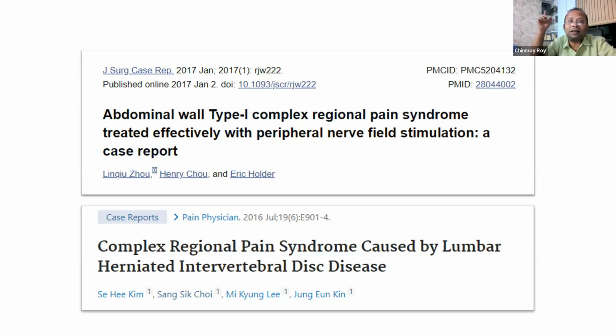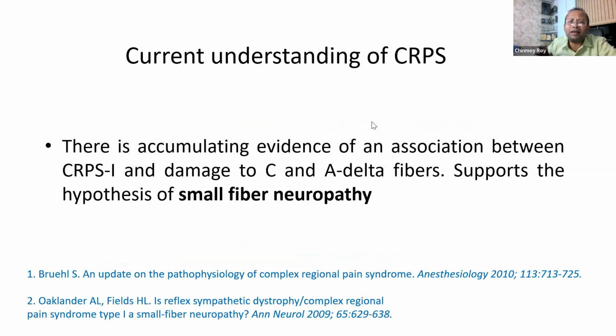Okay, but there are some other types of presentations also, like abdominal wall CRPS, then lumbar herniated disc, I mean, back pain, even CRPS of the back and abdominal wall. Even in my practice, I have seen thigh CRPS. So these are also possible. Keep in mind that in these patients also I will at least put the query CRPS diagnosis and I will treat. Okay. So the current understanding is that it is a small fiber neuropathy. Conclusion. Okay. Anyway.